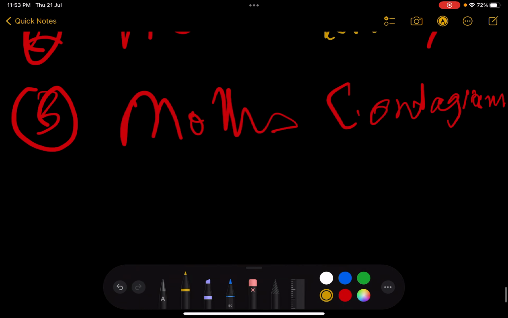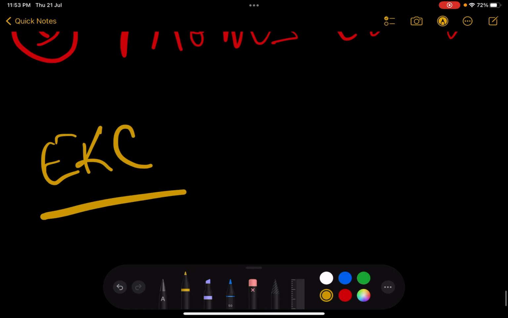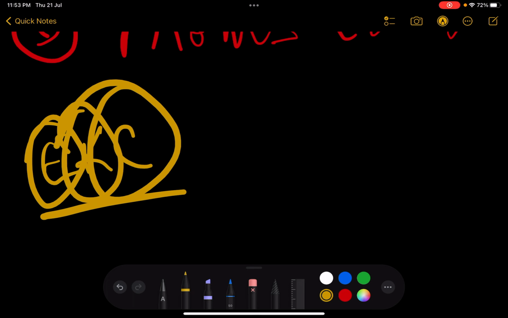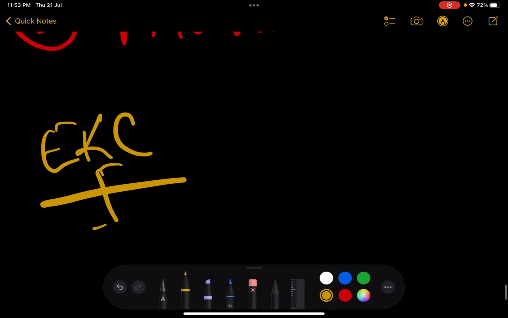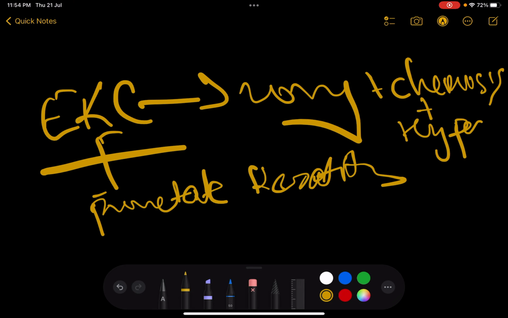Now, adenoviral conjunctivitis, definitely I'm going to first talk about EKC, epidemic keratoconjunctivitis. The name itself is self-explanatory. Why? Because kerato means cornea, so you're going to have punctate keratitis. Conjunctiva means conjunctivitis, so obviously you're going to have chemosis. Also you're going to have hyperemia because it's conjunctivitis.